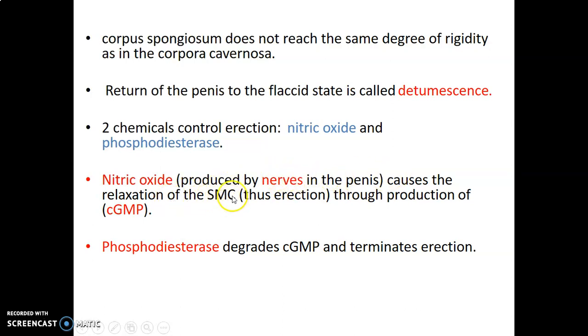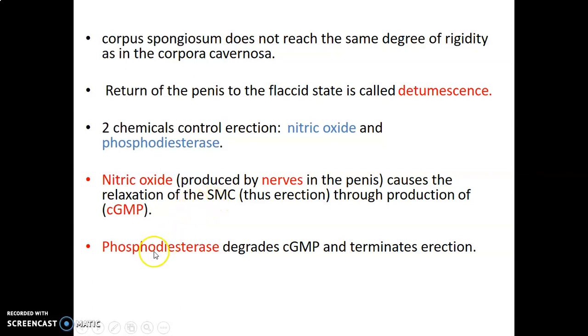Okay, so nitric oxide produced by the nerves of the penis causes relaxation of smooth muscle cells of the vascular channels in the bodies. So when the smooth muscle cells of the trabecula are relaxed, you allow in more blood. And this is through the production of cyclic GMP. So when you allow more blood, there is erection.